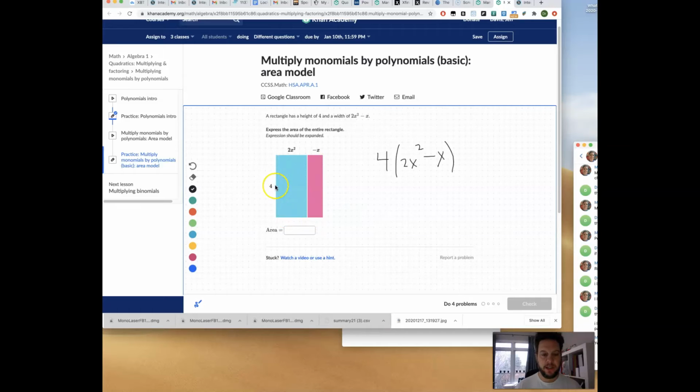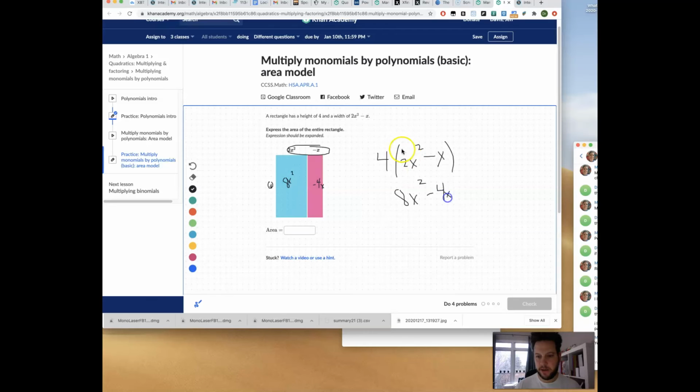So the area of a rectangle is the base times the height, right? So you're multiplying this times this, and you can do it in this form, or you can do it in like algebra form. If you do it in this form, you know, 2x squared times 4, the area there would be 8x squared. And then if you do it over here, negative 4 times x, so this piece would be negative 4x. Well, if I distribute, I get the exact same thing.